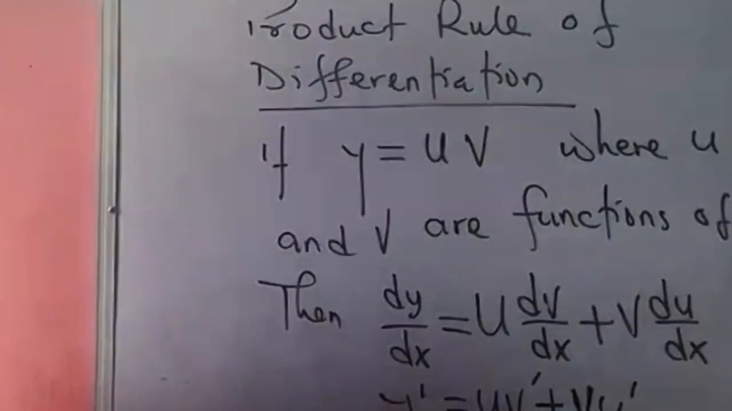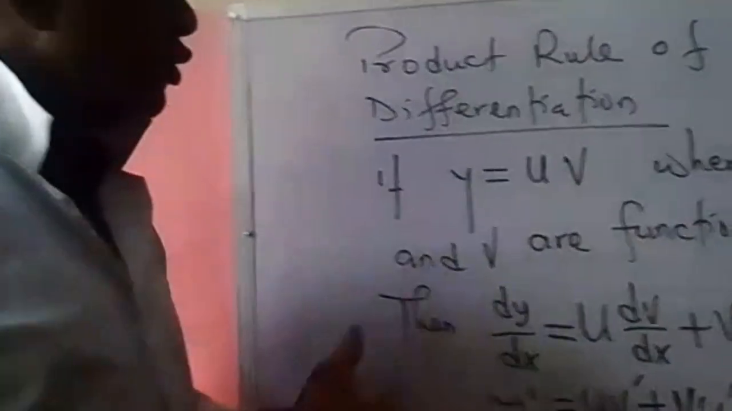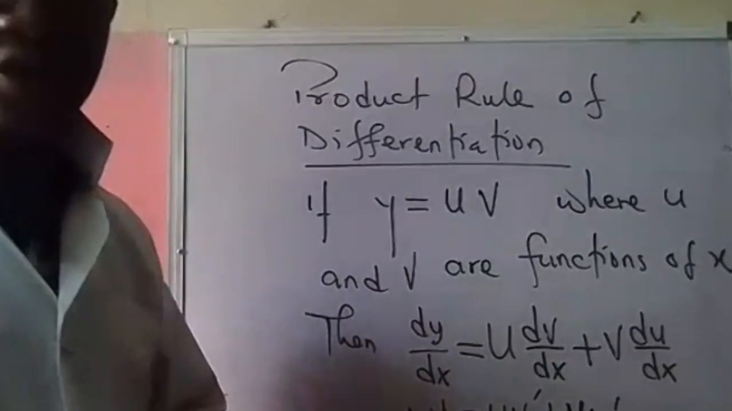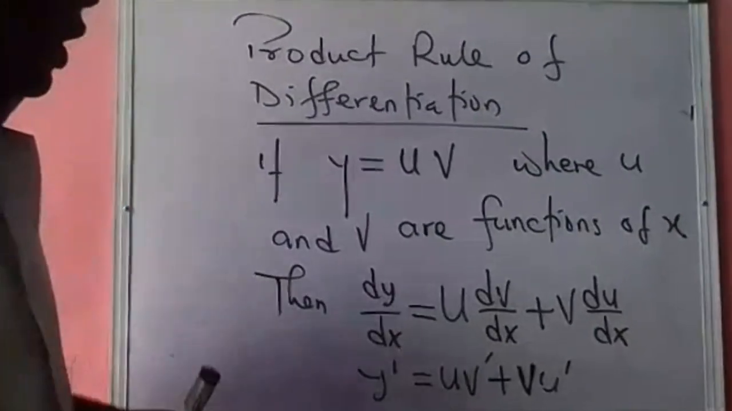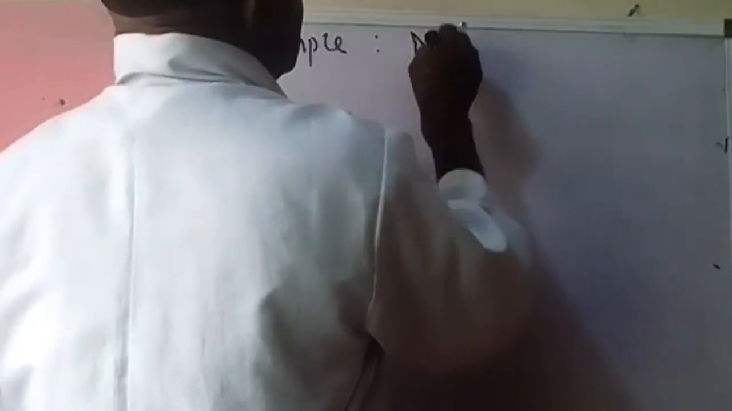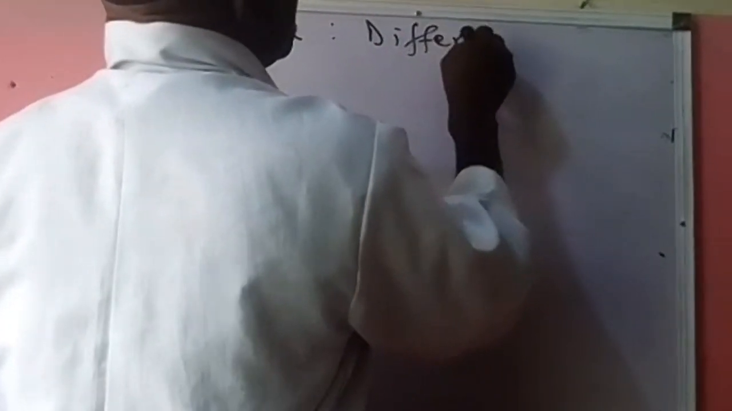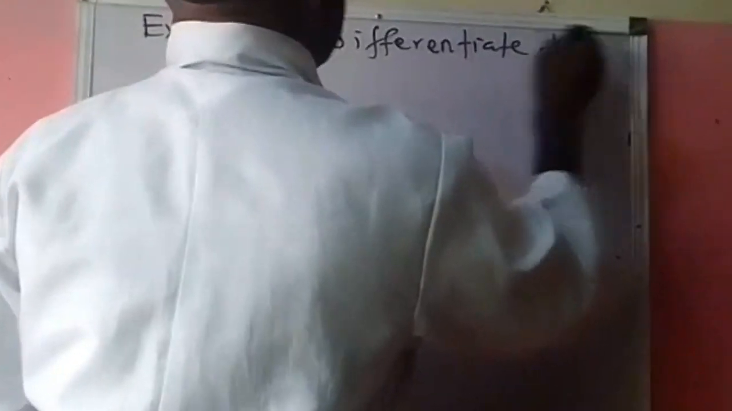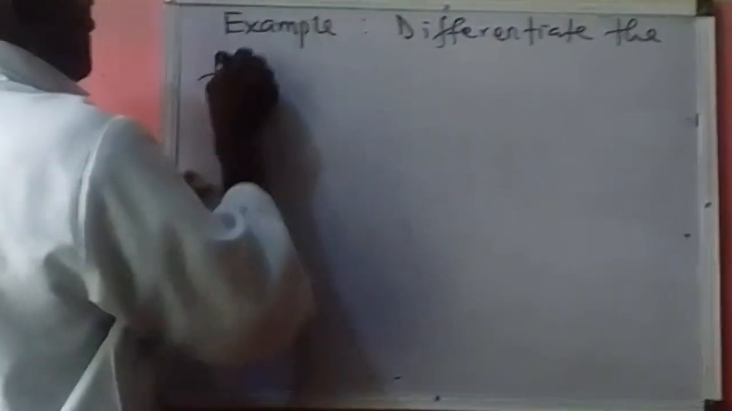So we want to take an example to illustrate how to make use of this particular formula to differentiate a product function. Alright, we'll take an example now to illustrate how to do that. The first example is this example. I want to differentiate the following functions.